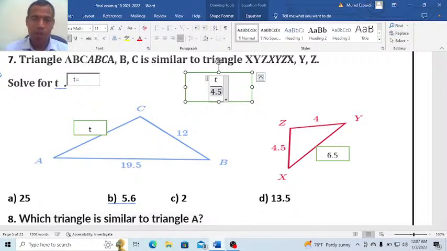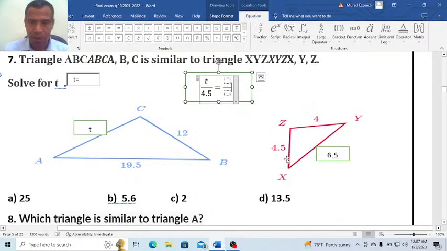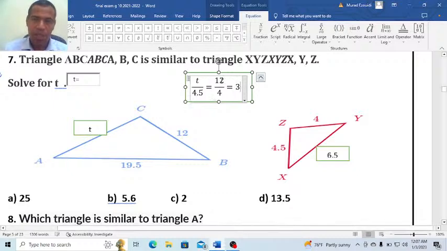T divided by 4.5 should be equal to what, learners? This side is corresponding to this, therefore it should be equal to 12 divided by 4. And 12 divided by 4 in fact is equal to 3.